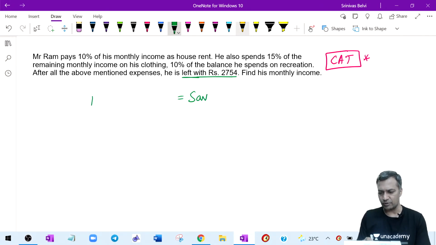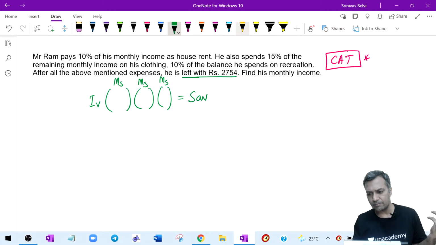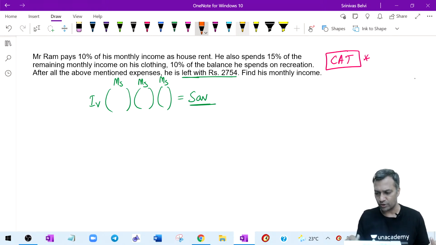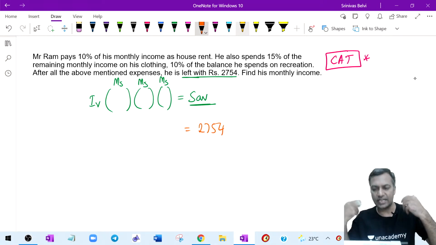So you start with your income. Initial value is nothing but the income, and every time you write a multiplier associated with the saving. Write another multiplier, and write the third multiplier associated with the saving. Why? Because output is nothing but the saving. The savings are 2754, so why don't I equate it directly there?